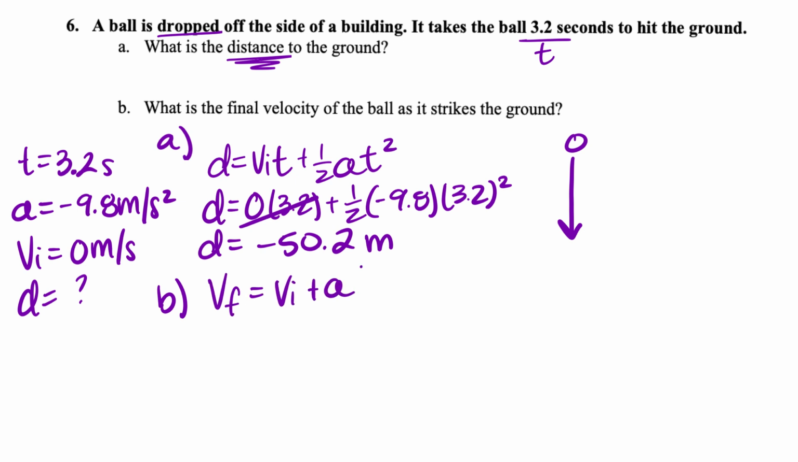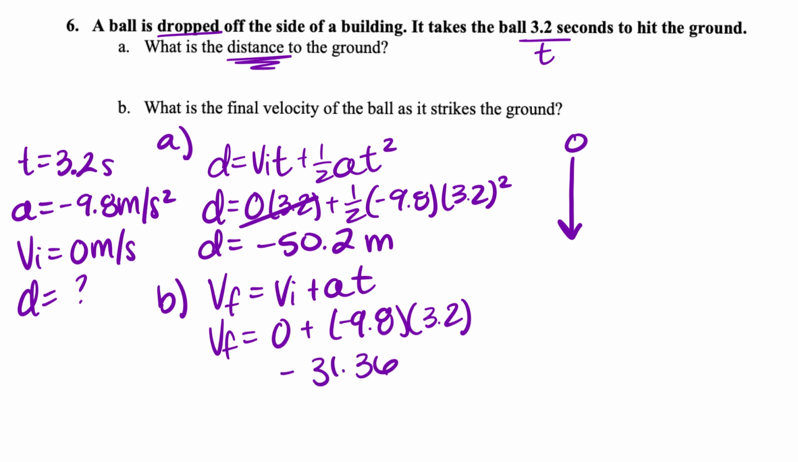plus my acceleration times time squared. So VF is going to equal 0 of my initial velocity plus negative 9.8 times my time of 3.2 seconds. So I only have to multiply that negative 9.8 and that 3.2. And when I do that, I am going to get an answer of a negative 31.36 meters per second for that final velocity, right?